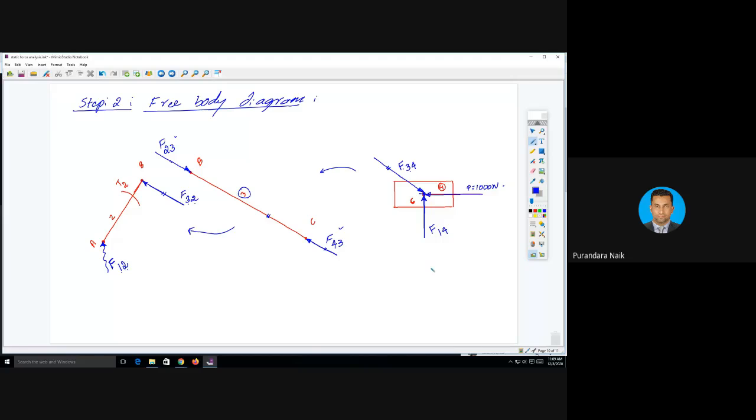Okay. See, I have link number 4, link number 2, link number 3. Correct? I have shown all the forces and all the force directions also. Some forces have known magnitude and known direction. Some forces have known direction, but I don't know the magnitude. Some forces have unknown magnitude and unknown direction. So I have to solve this problem. First, we need to take the link which has a known force. Which link has a known force? Link number 4 has a known force.